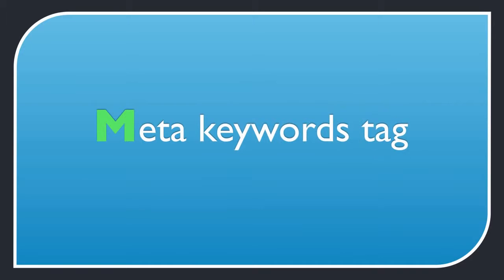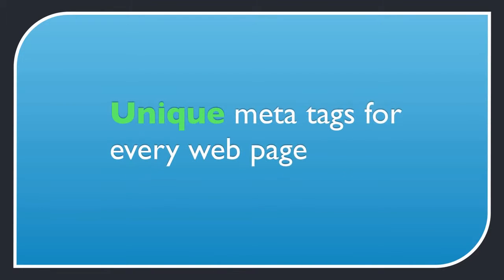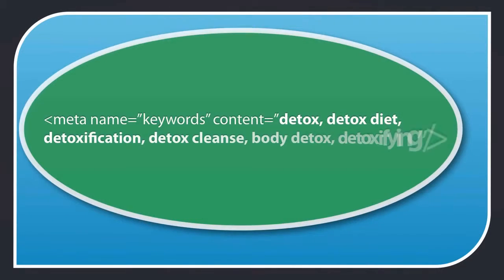Meta keyword tag. The meta keyword tag is not very important nowadays, so it's not really worth much of your time. I suggest you stick your primary and secondary keywords in there with a few variations. No more than 7 to 10 relevant keywords, or you'll look like you're keyword stuffing. And make sure you have different meta keywords and meta description for that matter for every page you optimize. Here's what a good meta keyword tag looks like for Debbie's blog post that I'm working on.